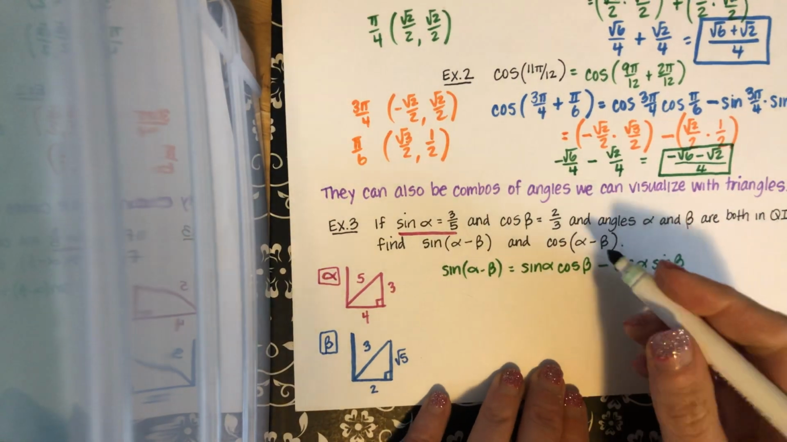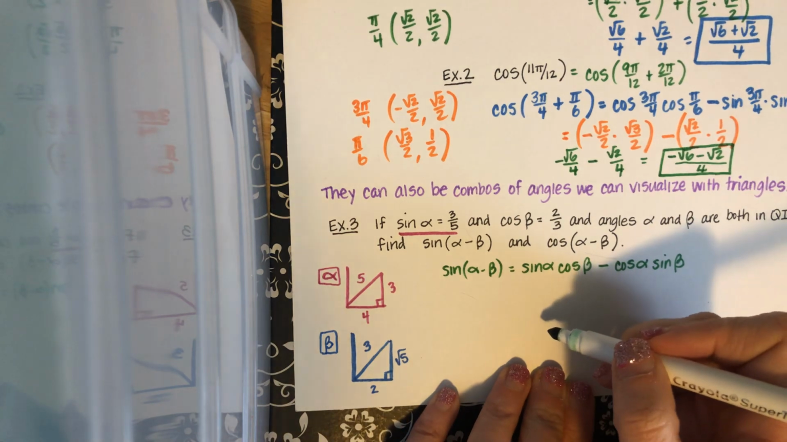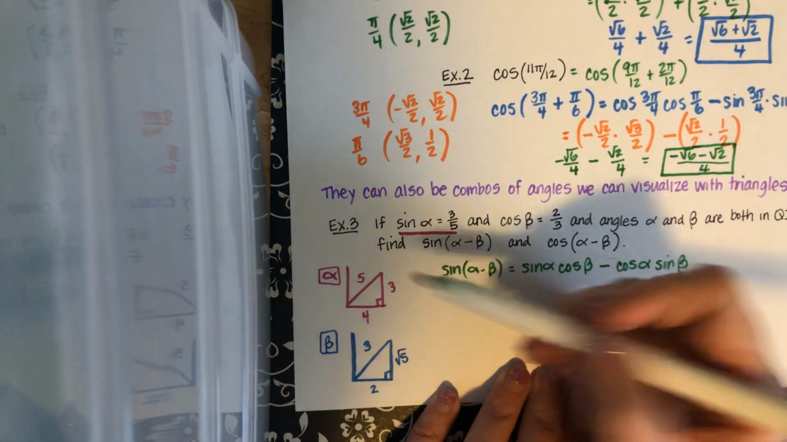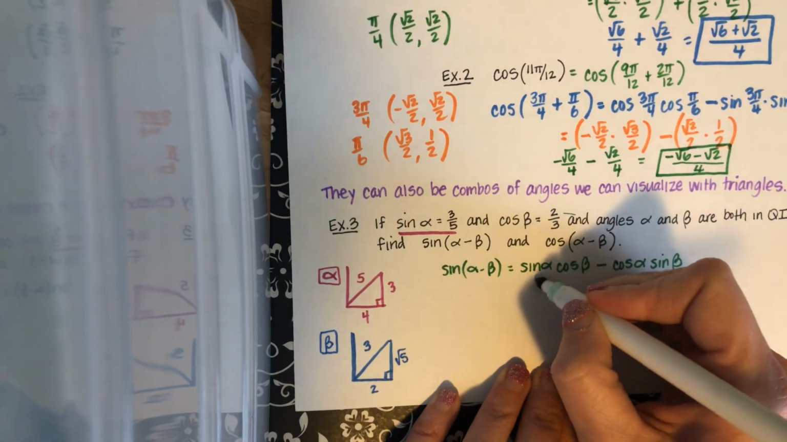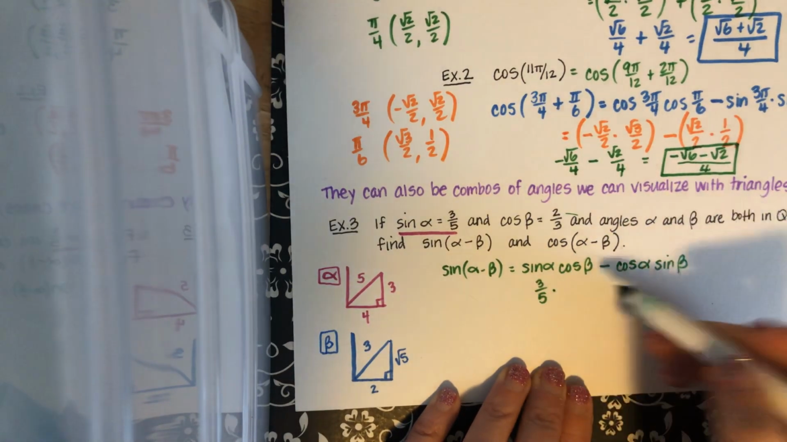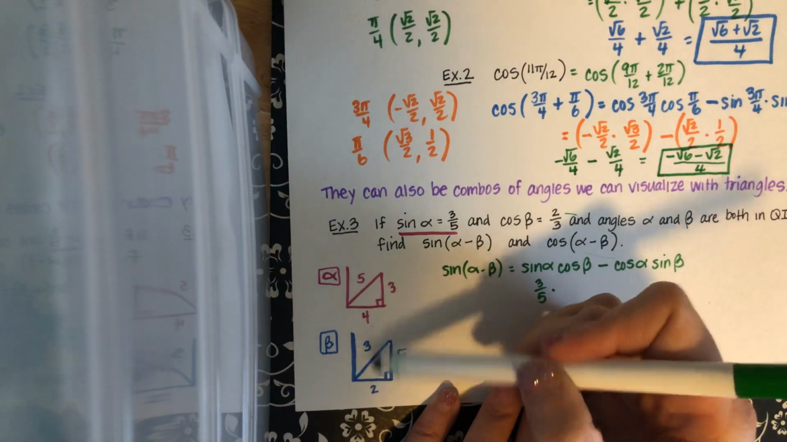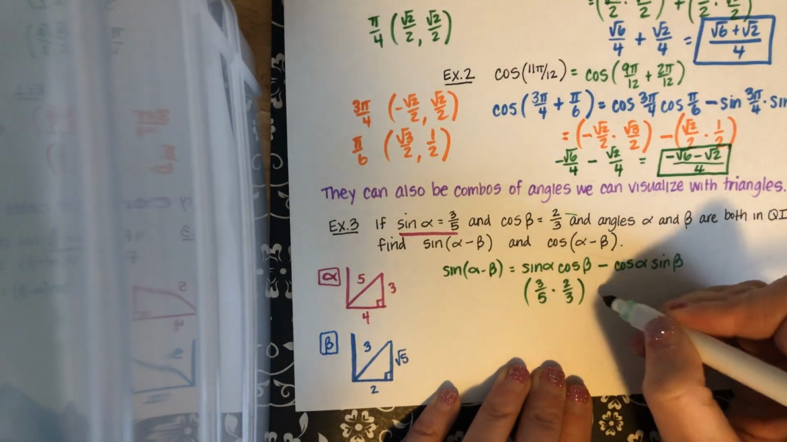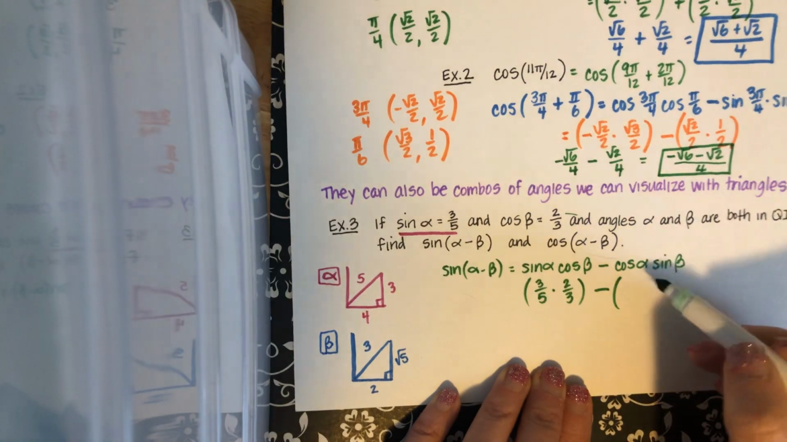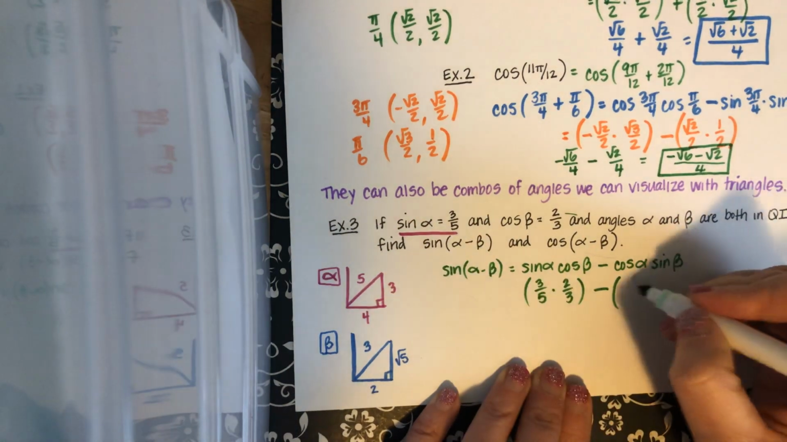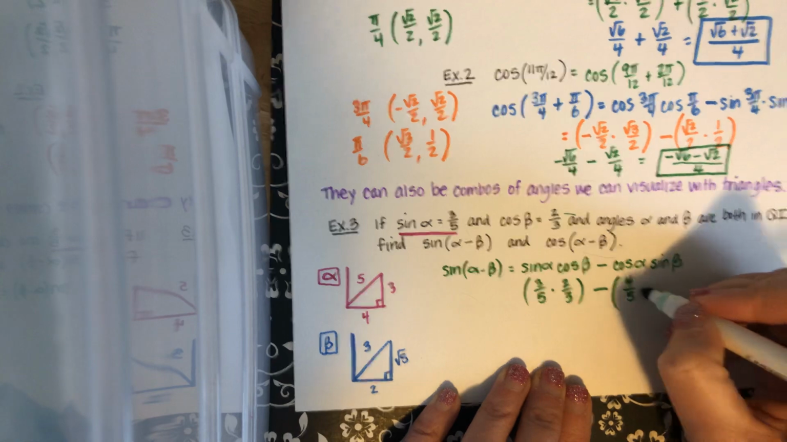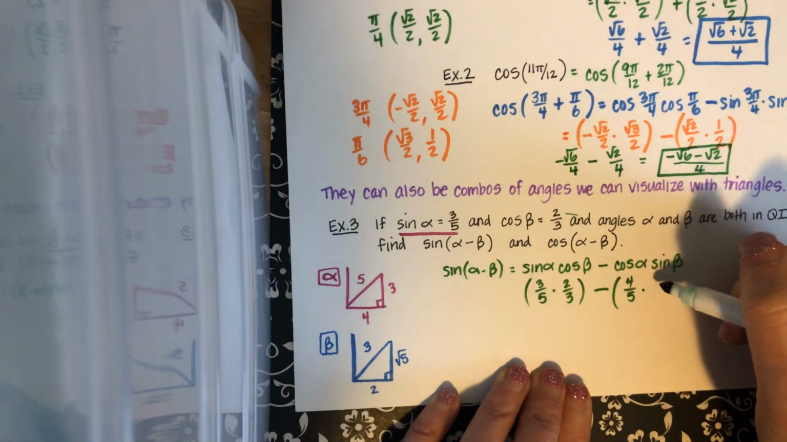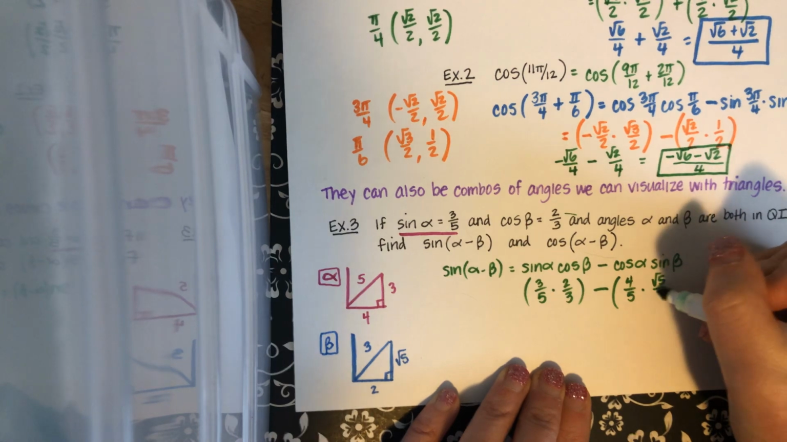Okay, now I just use my triangles and I fill in the values that I need to. The sine of alpha is going to be 3 over 5. It happens to be what they gave us. And the cosine of beta is also the one that they gave us. That is the 2/3. Then we subtract. Cosine of alpha now is 4/5 if I do my adjacent over hypotenuse. And my sine of beta is going to be root 5 over 3.